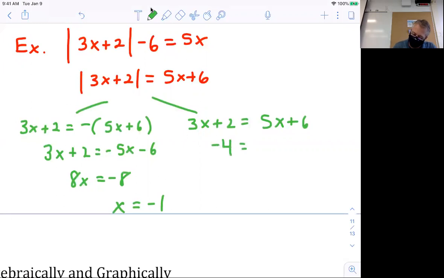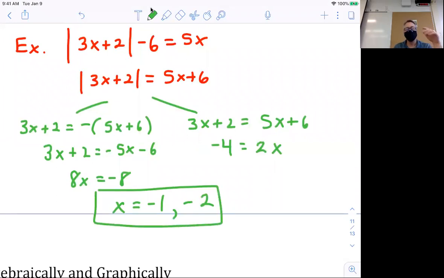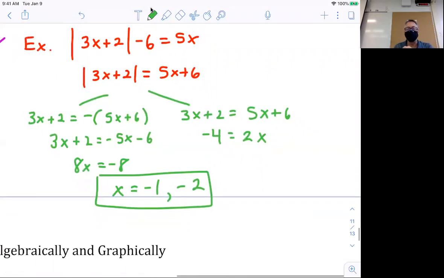And on the right side, I'll move my x's to the right and numbers to the left. So I have negative 4 is equal to 2x. So x equals negative 2. So we have two potential solutions of negative 1 and negative 2.